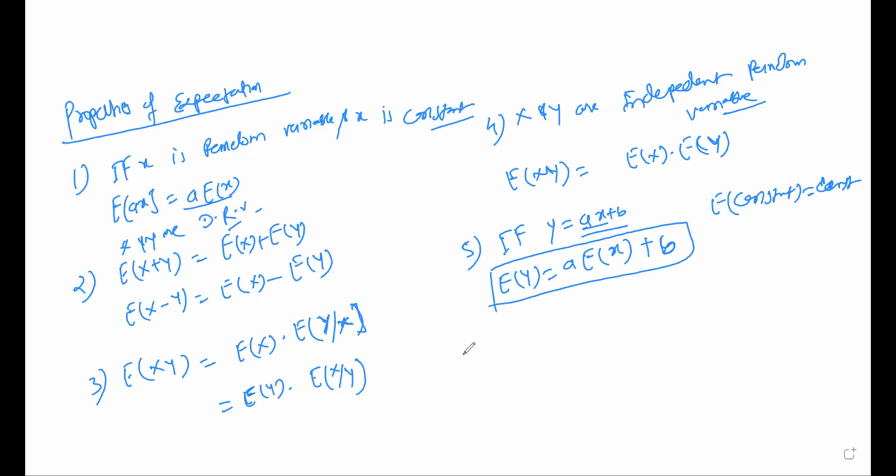One more property: if you are finding the expectation of a constant, then you will get the constant value. So these are the properties of expectation. Remember that we have a problem based on this one. In the same way, we have the next properties, of variance.